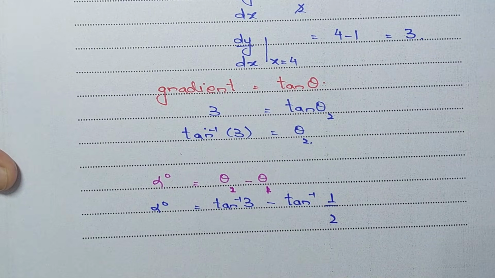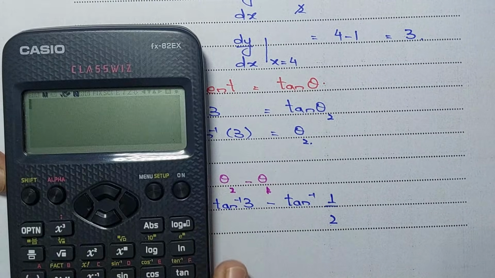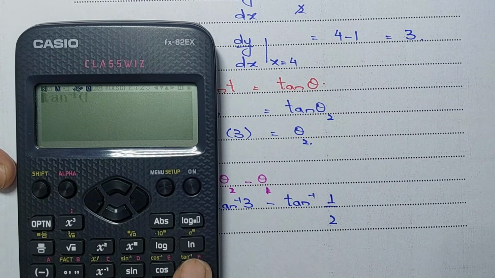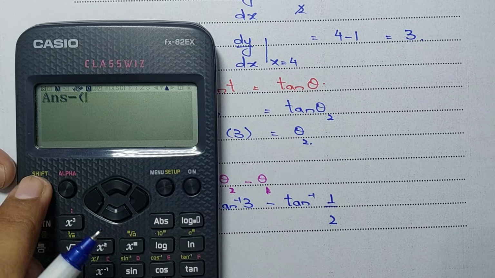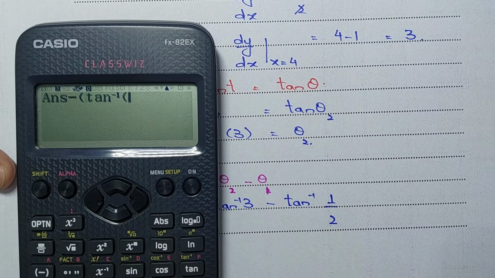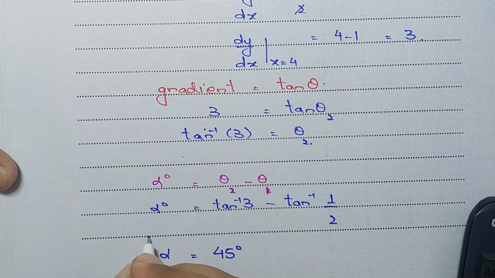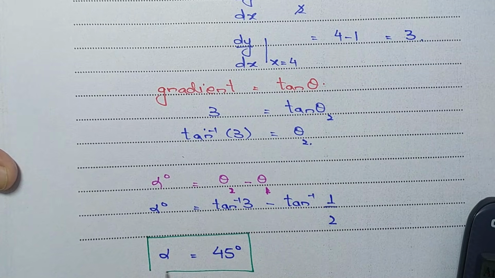Okay. Now let me simplify both of them in degrees. I calculated it in degrees, right? Tangent inverse of 3 subtract tangent inverse of 1 by 2 gives 45 degrees. So that alpha is 45 degrees, and this is an acute angle which is less than 90 degrees. I hope this is clear now.